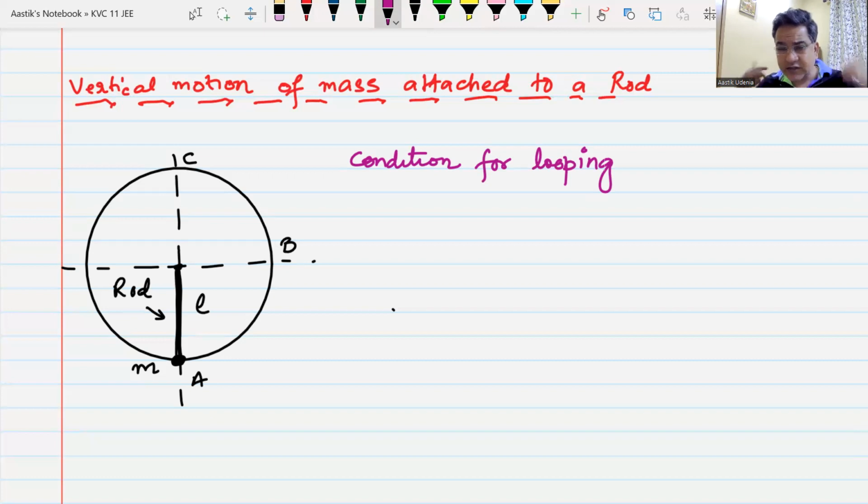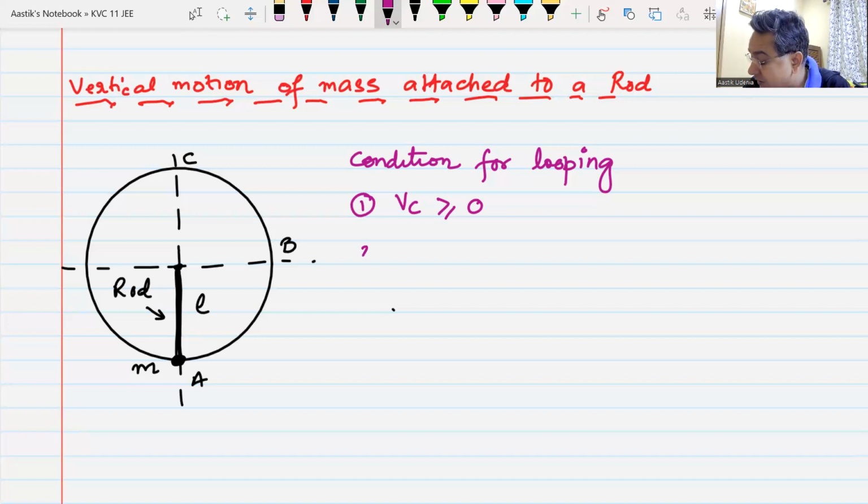What I mean to say is this rod, in the lower half, is going to pull, and in the upper half, instead of pulling, it can also push. Therefore, tension has no problem here. Tension can become zero. The only condition that we have to satisfy for this case is velocity at point C should be greater than or equal to 0. So that is the only condition that is required for looping.